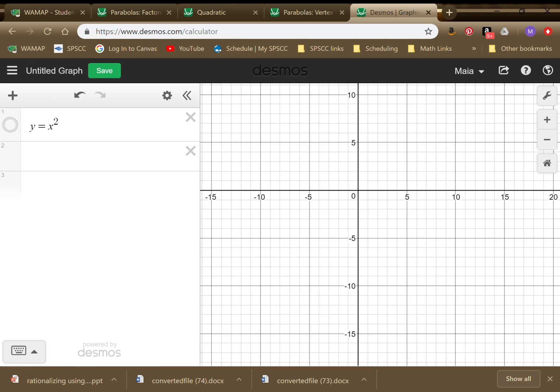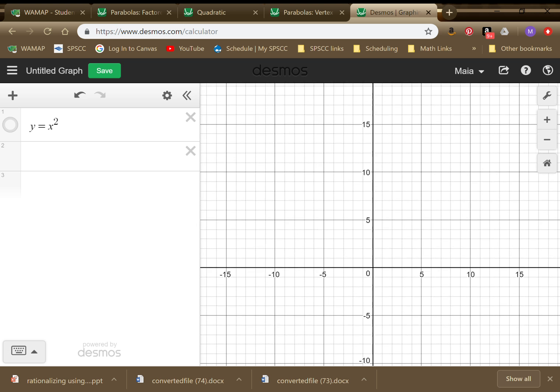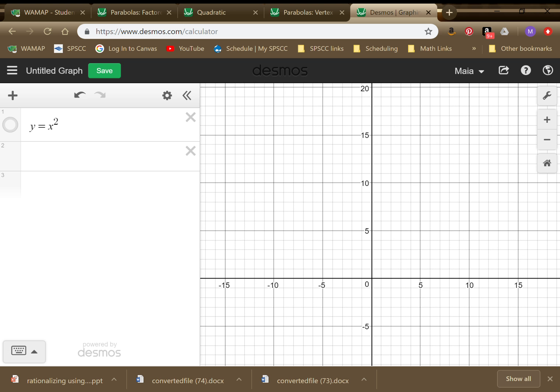Hi everyone. I want to explore a little bit what the graph of a quadratic looks like. So our general form for a quadratic is going to be one of our y equals ax squared plus bx plus c functions. But I want to start with just plain old y equals x squared so that we can make sure that we have an idea of why the shape is what it is.